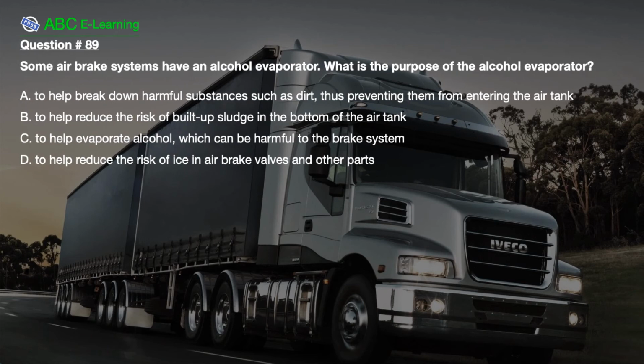Question number 89. Some air brake systems have an alcohol evaporator. What is the purpose of the alcohol evaporator? A. To help break down harmful substances such as dirt, thus preventing them from entering the air tank. B. To help reduce the risk of built-up sludge in the bottom of the air tank. C. To help evaporate alcohol, which can be harmful to the brake system. D. To help reduce the risk of ice in air brake valves and other parts.